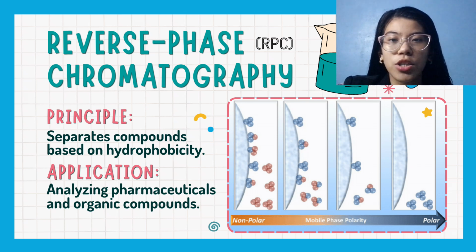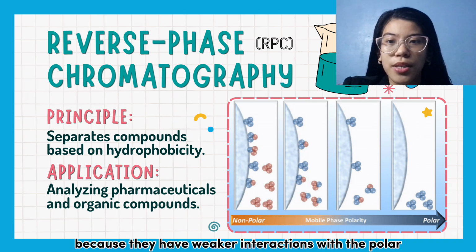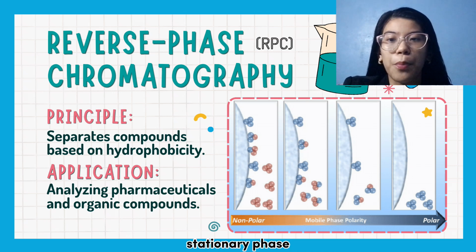RPC separates compounds based on hydrophobicity, wherein non-polar compounds elute first because they have weaker interactions with the polar stationary phase. This technique is commonly used for pharmaceuticals.